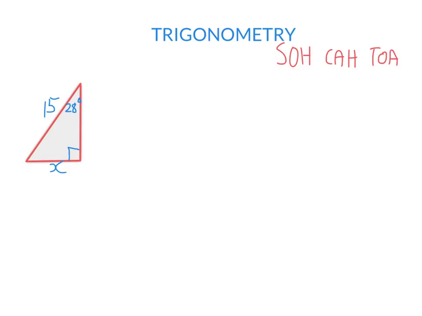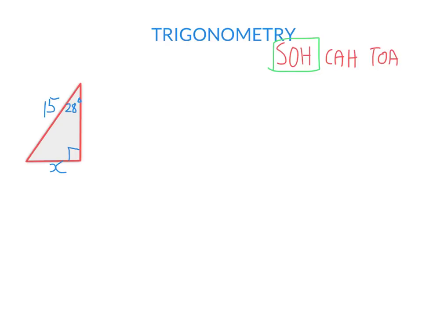Firstly, I have to determine which ratio to use. x is the side opposite the 28-degree angle because it's facing it. So x is the opposite, O, and 15 is h, the hypotenuse. The one that involves opposite and hypotenuse is the first one, sine. S for sine, O for opposite, H for hypotenuse.